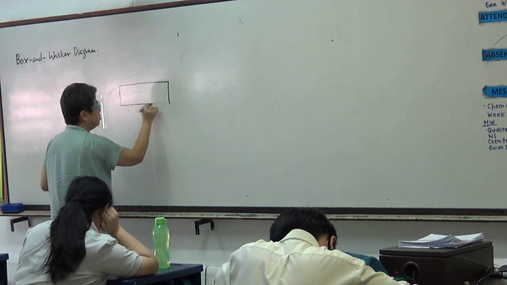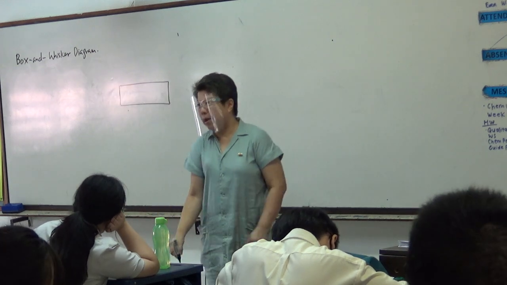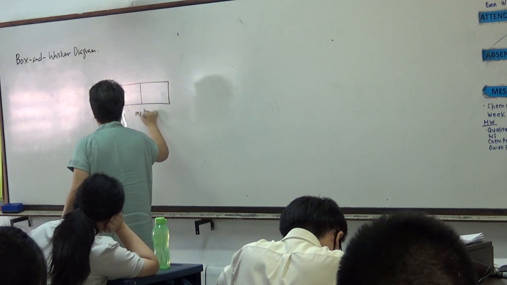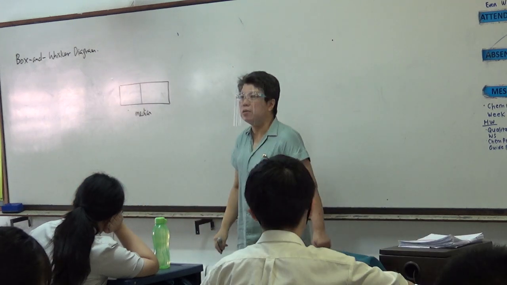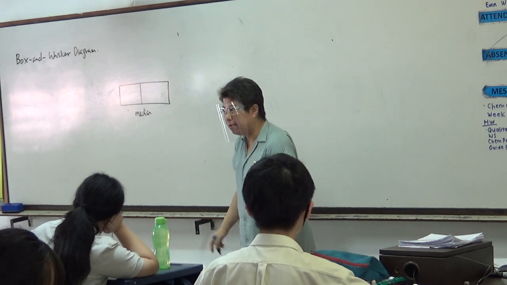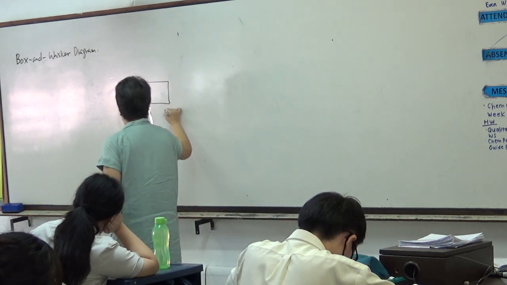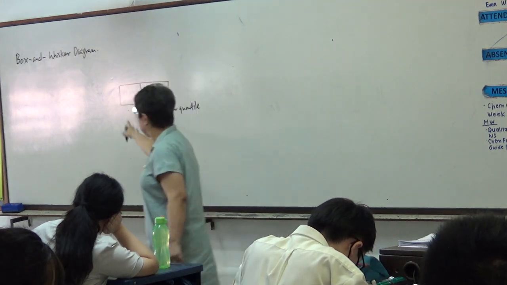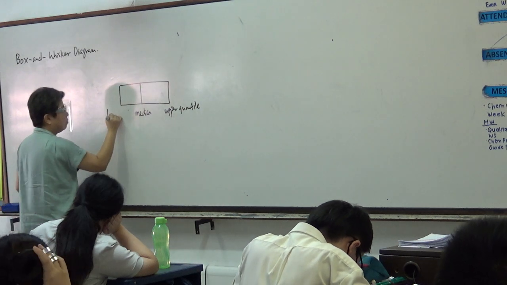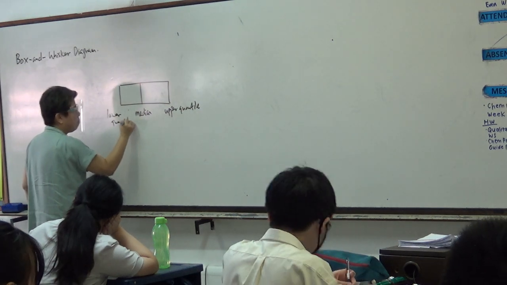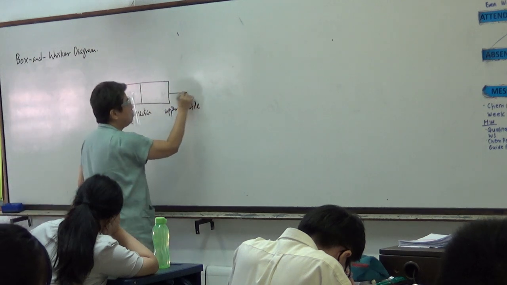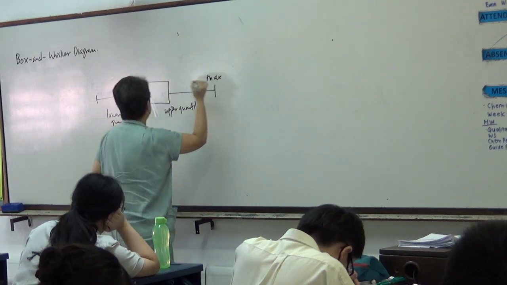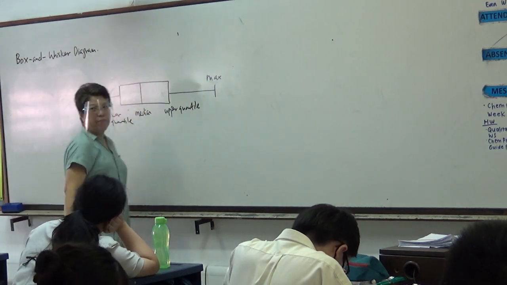First of all, there's a box. The line that is drawn inside the box, this line will be represented here. Understand? This one will be the upper quartile. This line will be the lower quartile. Now, then you have two whiskers here. This will be the maximum value. This will be the minimum value.